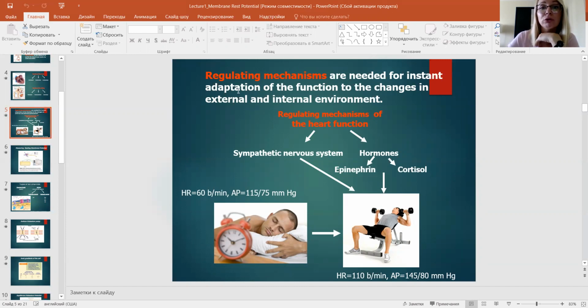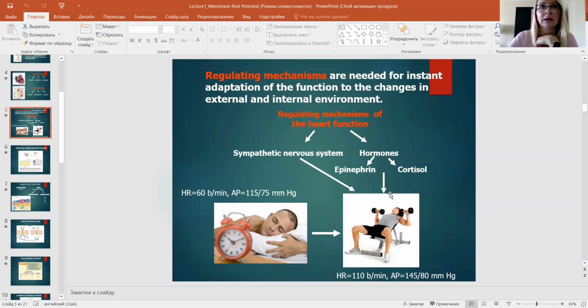So now let's talk about the regulating mechanisms. They are needed for instant adaptation of the function to the changes in external and internal environment. For example, if a human is in a rest state or sleeping state, his heart contracts slowly, his arterial blood pressure and cardiac output are relatively low. But if he exercises, all these indexes rise depending on his load.